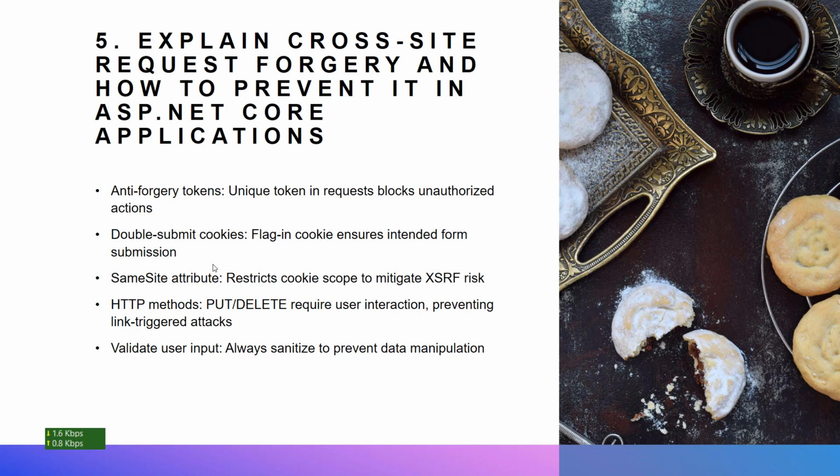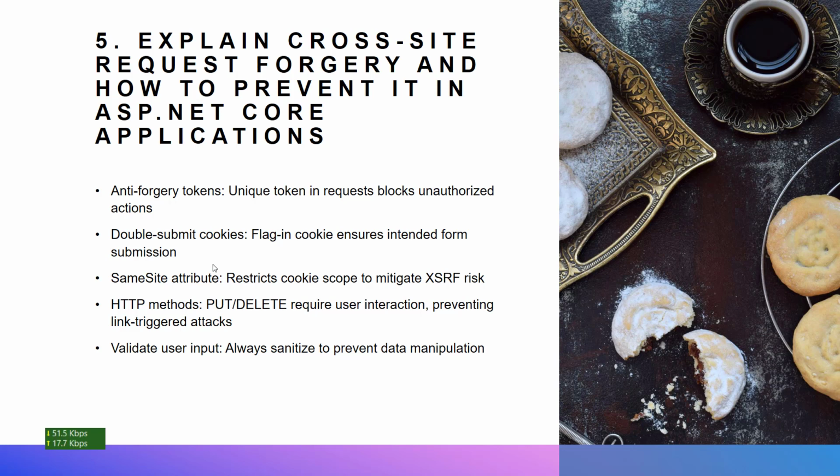Double submit cookies ensure intent in form submission. We need to provide cookies with our request that can carry other information, like which server it is coming from, and whether it is authorized or not. These things we can use with double submit cookies. The SameSite attribute can also be used, to check whether we are getting the request from the same site or not. For that, we restrict cookie scope to mitigate XSRF risk, which is also a security risk. To avoid that, we can use the SameSite attribute.